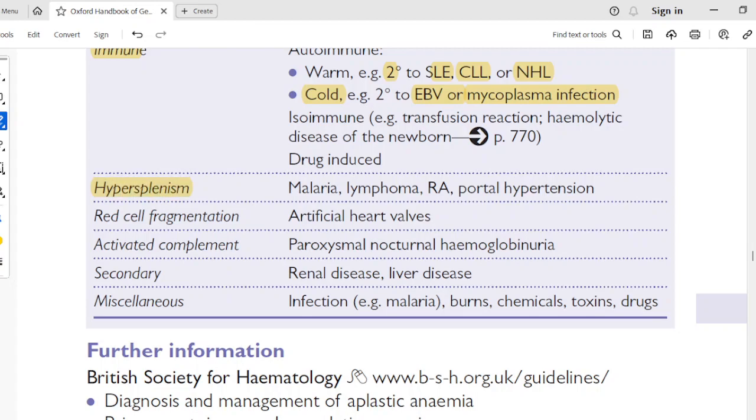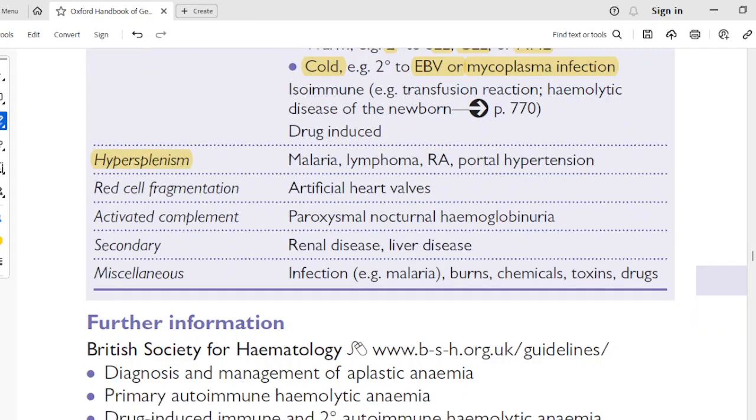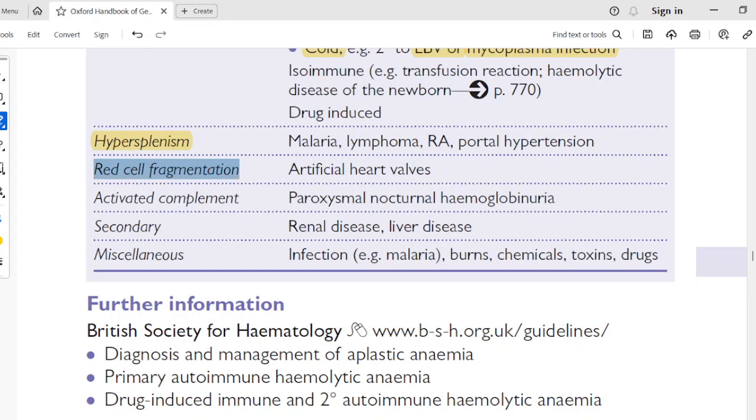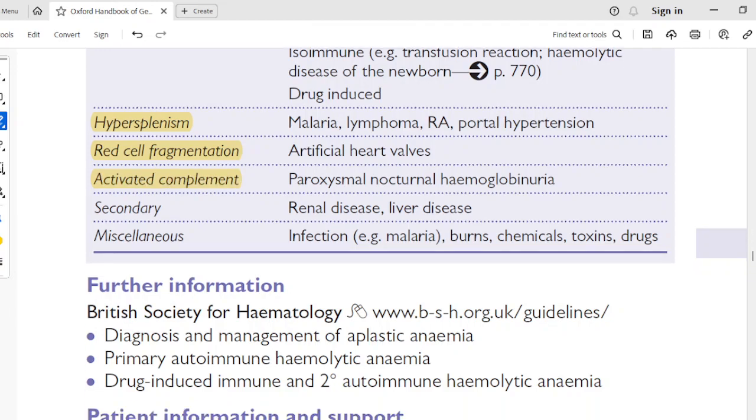Hypersplenism, malaria, lymphoma, rheumatoid arthritis, portal hypertension; red cell fragmentation, artificial heart valves; activated complement, paroxysmal nocturnal hemoglobinuria; secondary renal disease, liver disease; miscellaneous: infection, malaria, burns, chemicals and toxins, drugs.